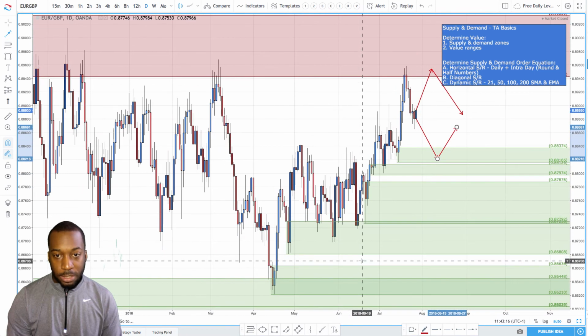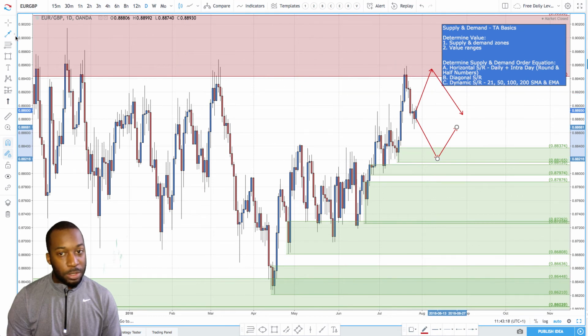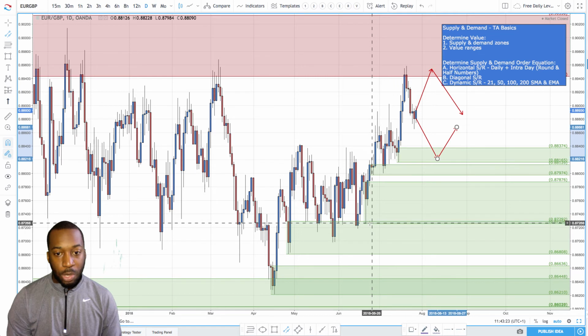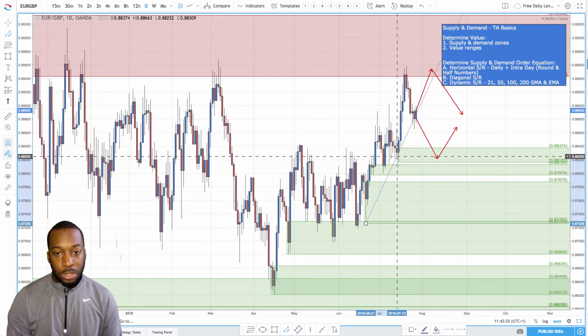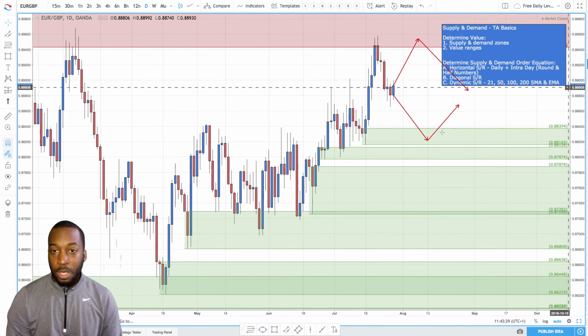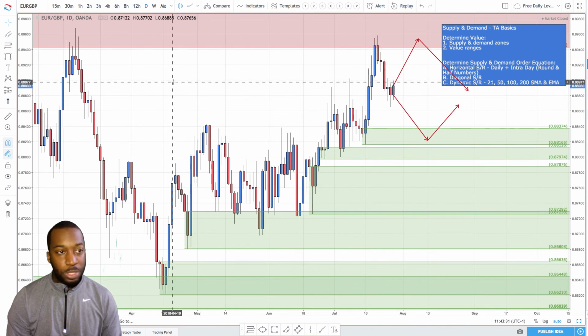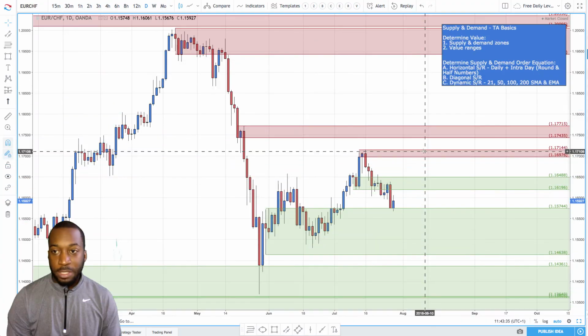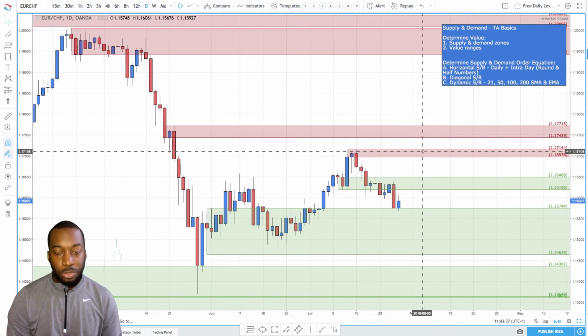Again, I can see a bit of a trend line, but I don't think it aligns up with any demand zones. It wouldn't align up with any kind of demand zone. So those are your options at the moment. And again, just apply the supply and demand TA basics. Going on to the Euro Swiss.